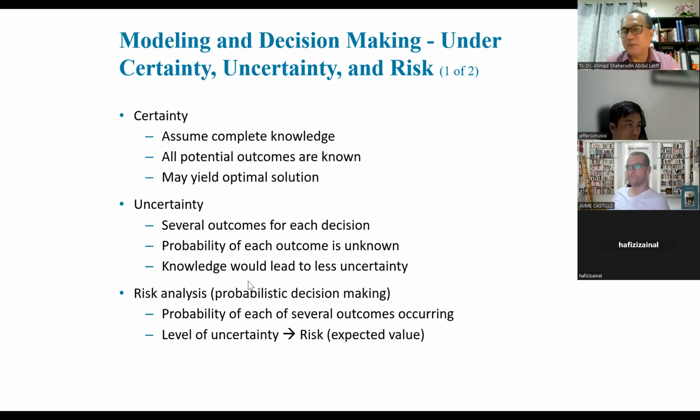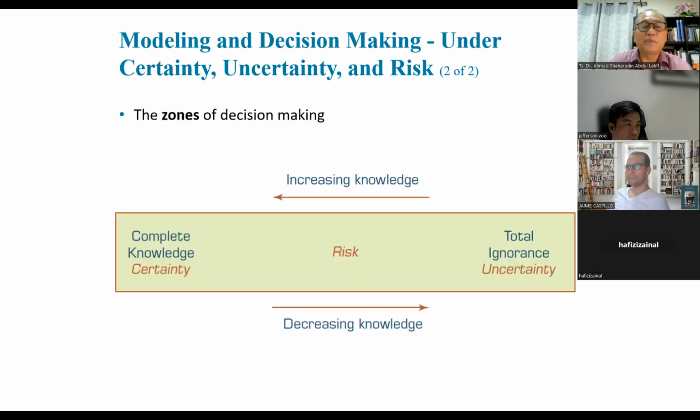So maybe in the initial venture startup stage, you are at the stage of uncertainty, but over time, after you have sold the product many times, you can see the trend. You can have some level of risk. You can measure it and have probabilistic decision making. So the zones of your decision making move when you increase knowledge about the variables.